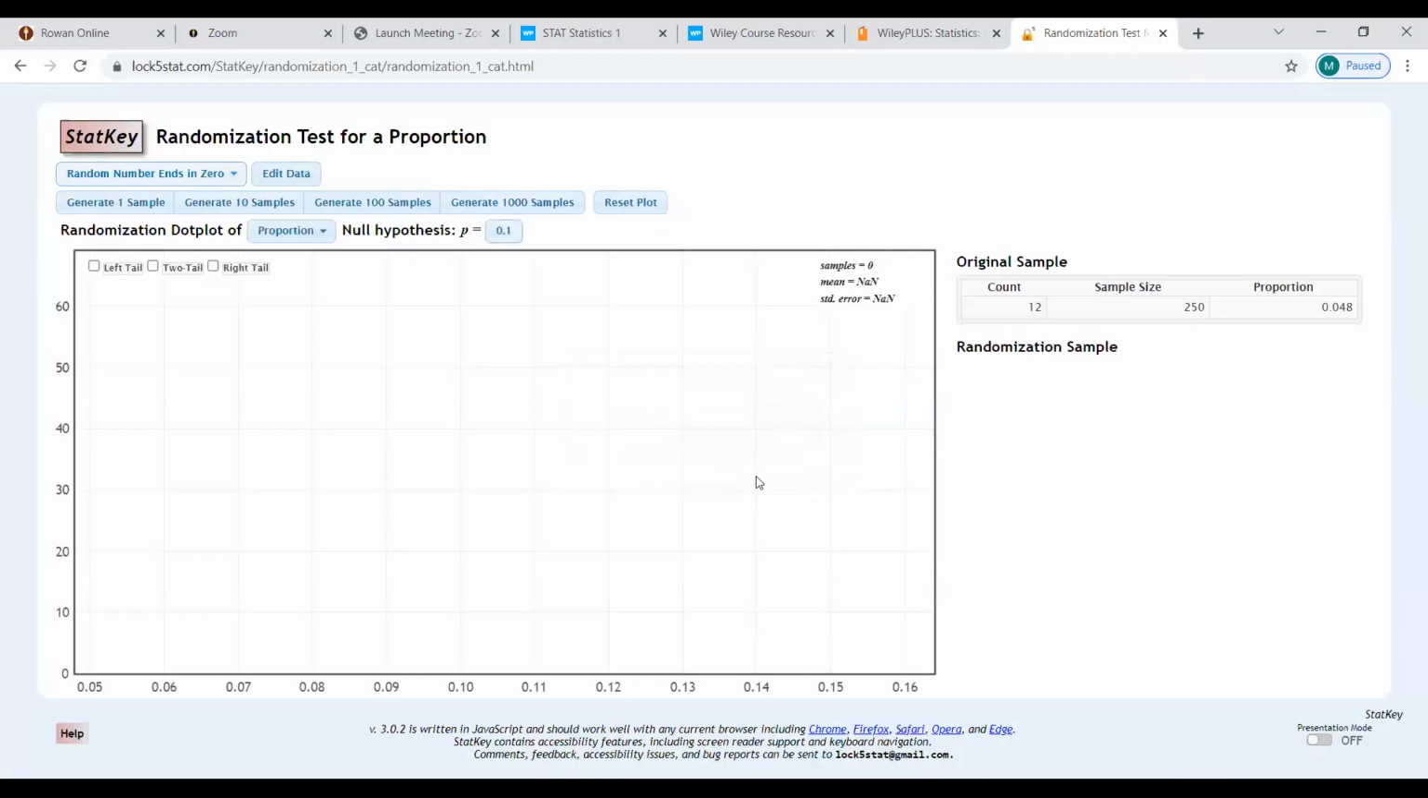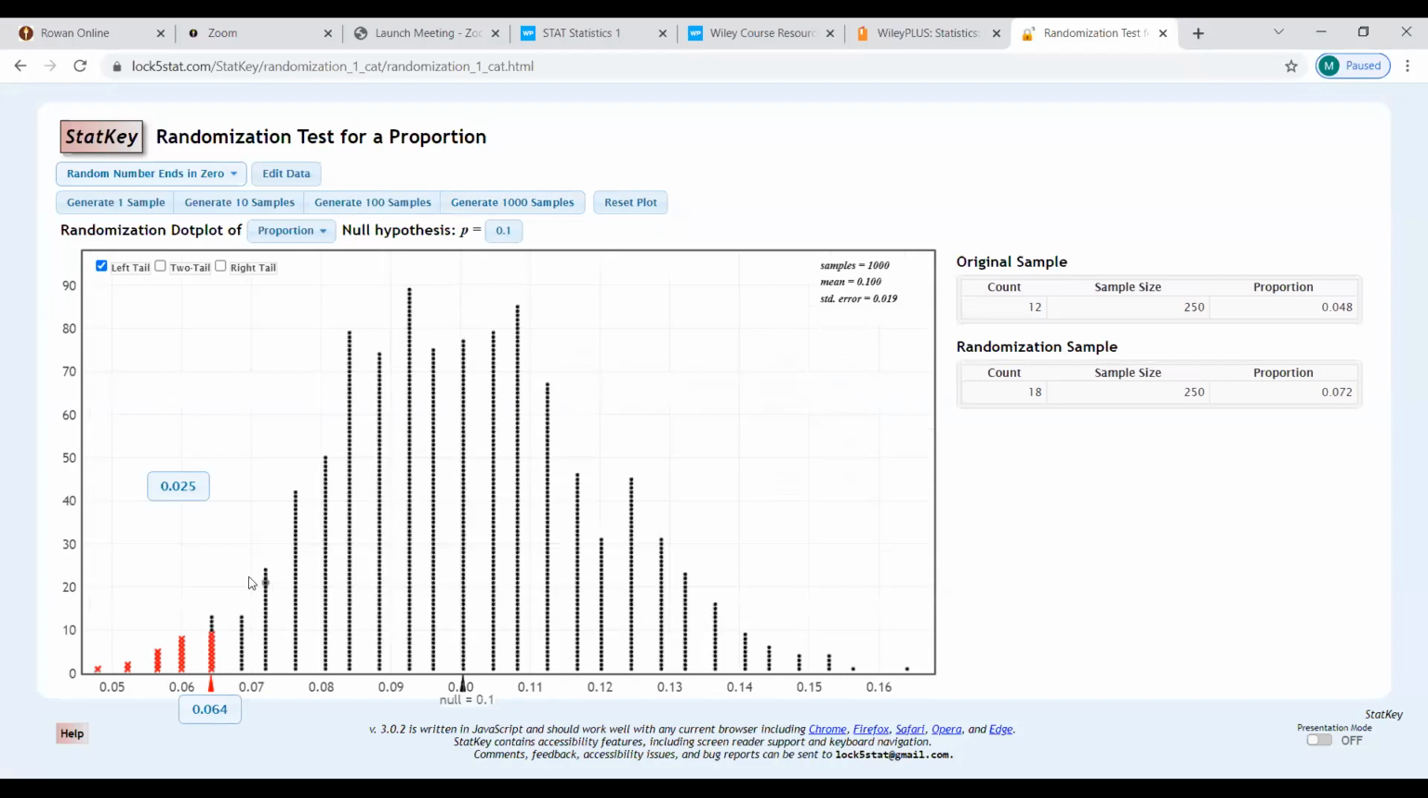All right, so there we go. Now, the alternative hypothesis says that P is less than 0.1. So that is a left tail test. So I'm going to click left tail. Okay, I'm going to generate 1,000 of these randomization samples.